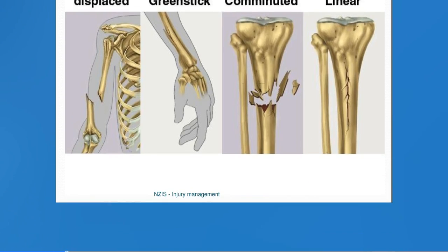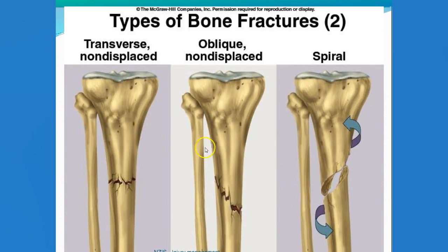So that's linear. On this page here, we've got a transverse non-displaced, which is your 5th and final bone that you'll be assessed on in terms of recognizing this.